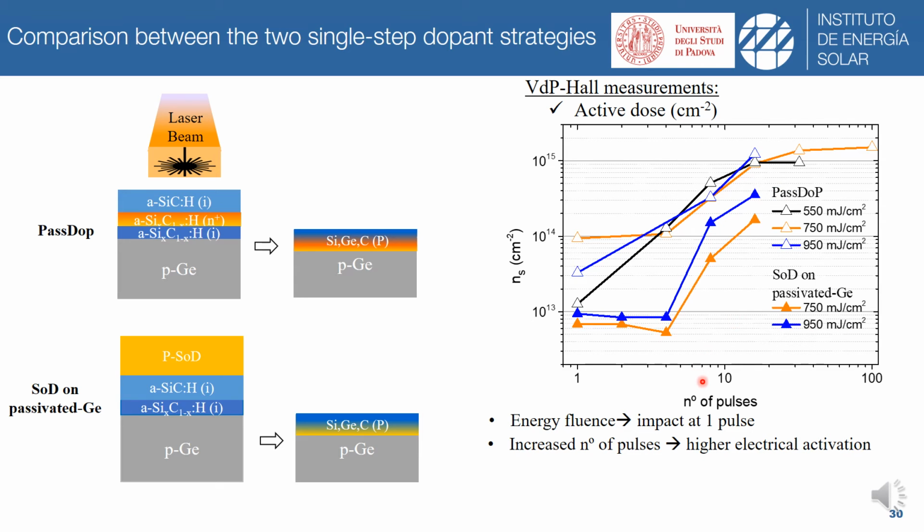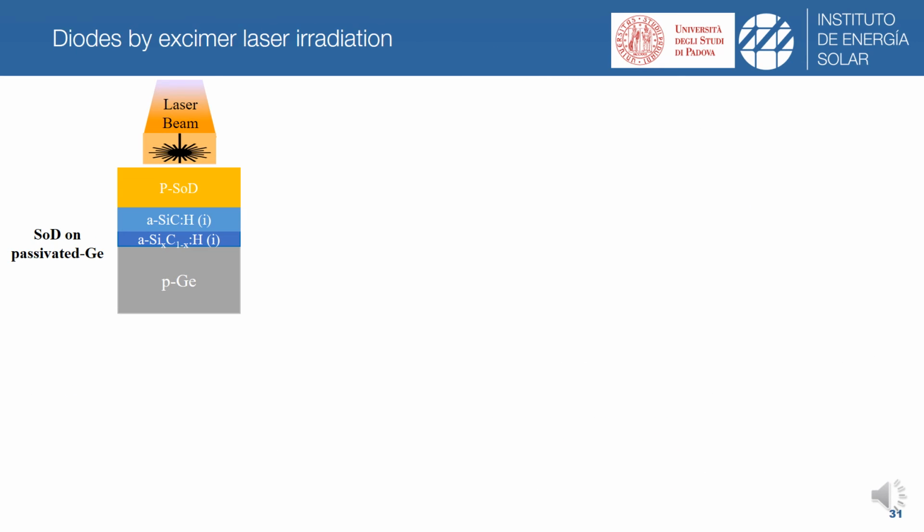And if we compare with the result of the spin-on dopant and passivity germanium, which are represented here, you can see that again the most influential parameter is the number of pulses, since there is a threshold above 4 pulses to drastically enhance activation with a lower impact of the energy fluence conditions. And very importantly, you should note also that regardless of the laser conditions, in all cases, the passed-up technology has led to increased electrical activation as compared with the spin-on dopant and passivity germanium.